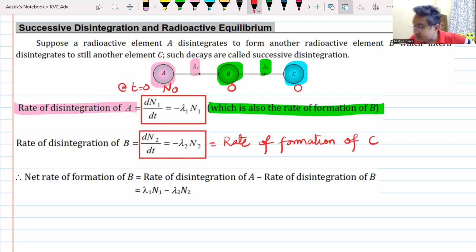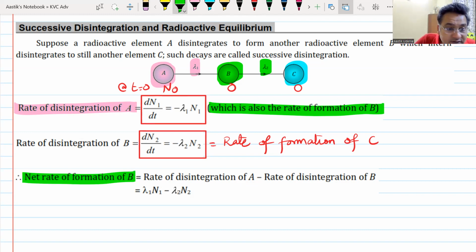The rate of disintegration of B will again be equal to the rate of formation of C. The net rate of formation of B will be equal to rate of disintegration of A minus rate of disintegration of B. Do we understand this? Please raise your hands so that I can understand that you are able to understand this.